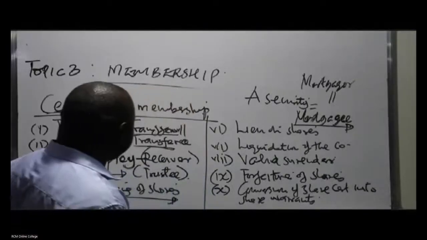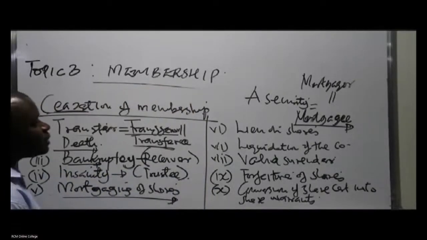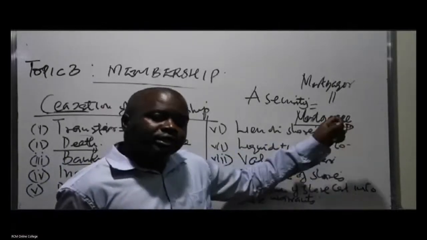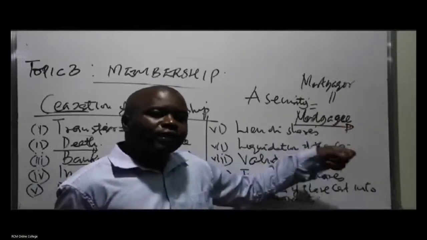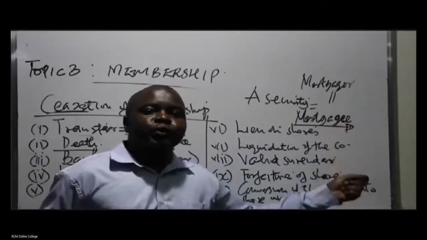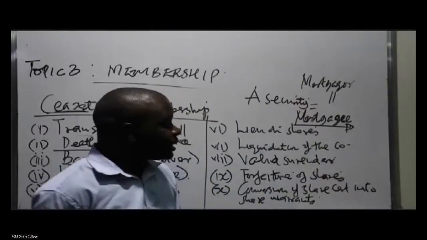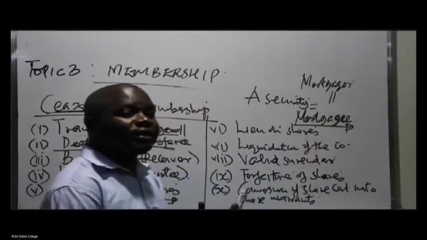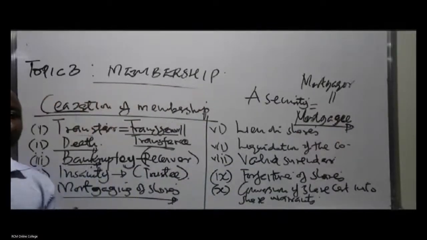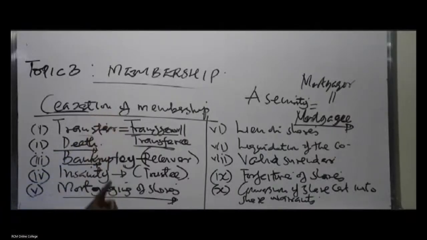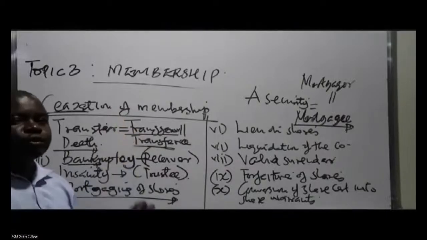So in this case, what happens, if you use your shares as a security, it means the mortgagee will take over the shares. It depends on the kind of agreement. He can take over the shares immediately, or he can take over the shares when you have defaulted. So if that is the case, it means the mortgager, who is the borrower, will eventually lose the shares, will eventually lose membership of the company. That's why mortgaging of shares is one of the ways one could end up having to cease to be a member. It is where a shareholder has utilized his shares as a security for a loan.